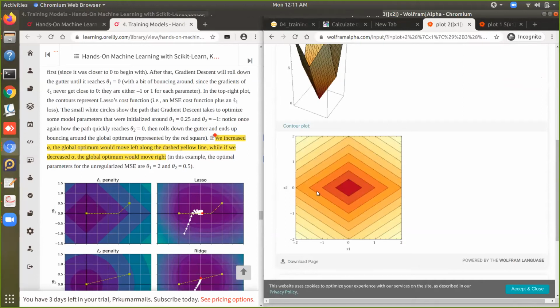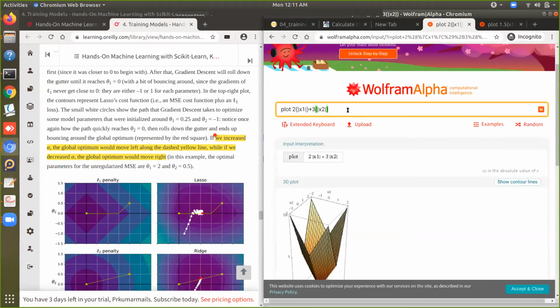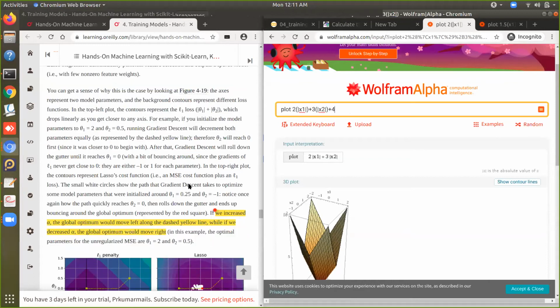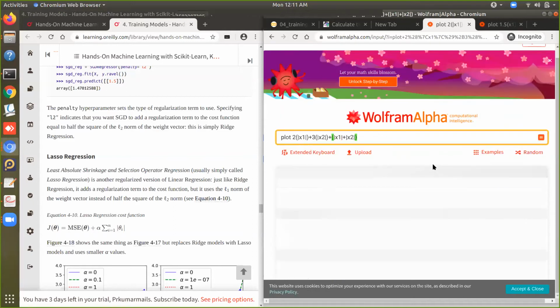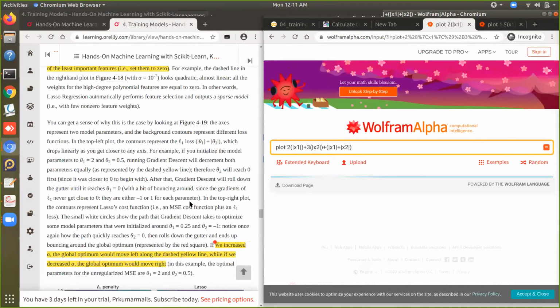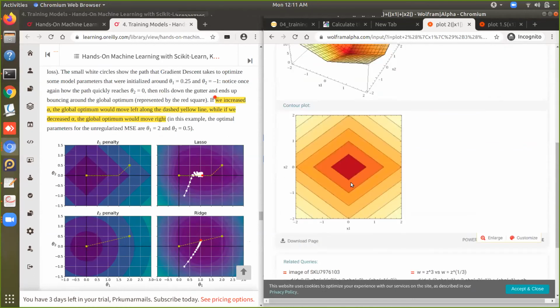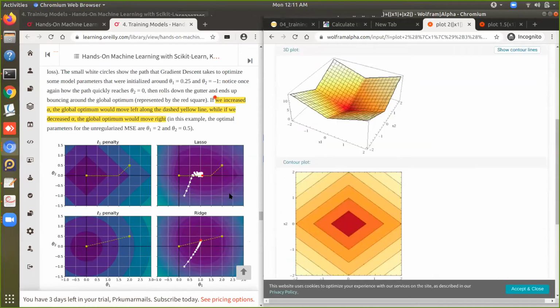Then adding some extra terms here. This is a lasso regression, right? So in lasso, we add the absolute values. I'm adding the absolute value of x1 plus the absolute value of x2. What will happen here is the contour gets disturbed somewhat. In this case, it is somewhat perfect, and that's what is getting reflected here.